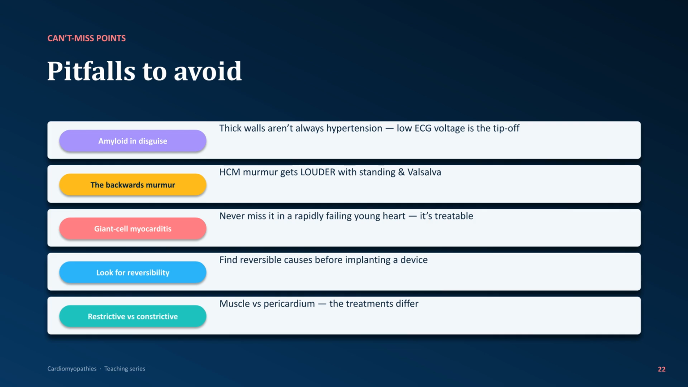There are several pitfalls to avoid. Do not dismiss thick walls as simple hypertension. Look for the low-voltage ECG paradox. Remember the unique hypertrophic murmur that worsens with standing. Never miss giant cell myocarditis in a failing young heart, and always screen for reversible causes before considering an implantable device to address chronic heart failure.